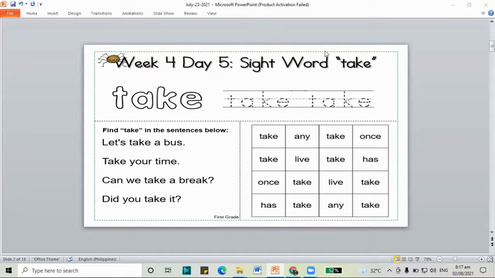So we have here the word take. Remember, when you do the word take, it's like getting. For example, I will take the cup on the table. That's an example of take in a sentence.